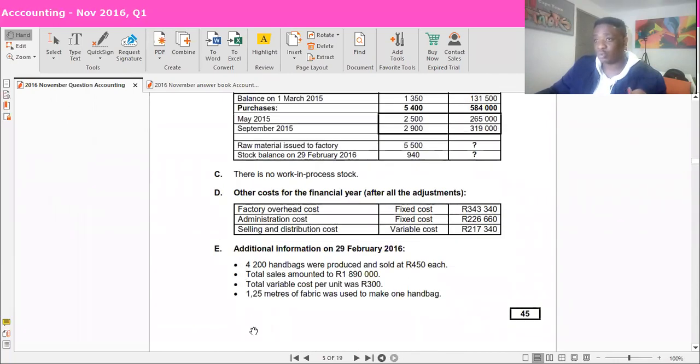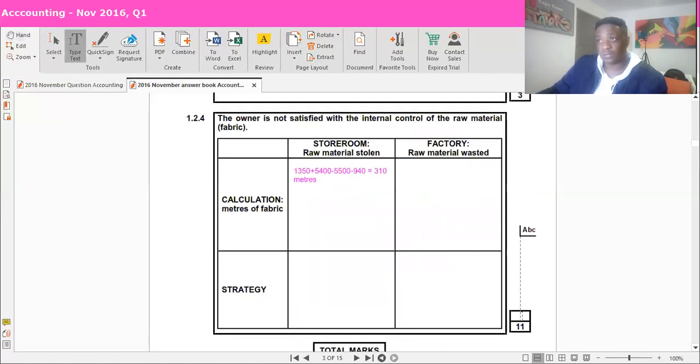And then what we have here is we're told that 1.25 meters of fabric was used to make 1 handbag. So if 1.25 meters is used to make 1 handbag, we need to multiply this 1.25 by 4,200. When you do that, you will get an answer of 5,250. But 5,500 raw materials were sent into the factory. So it means that 250 must have been lost, wasted, whatever the case may be.